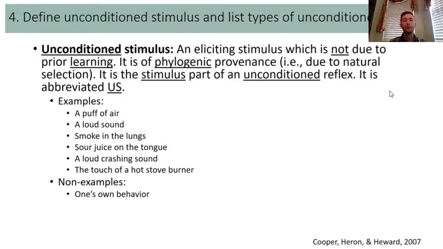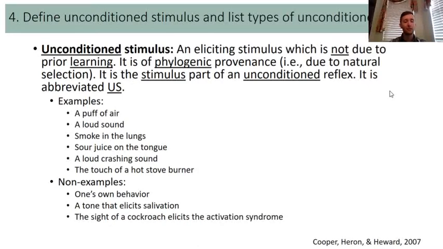Okay, so one's own behavior cannot be an unconditioned stimulus. A tone that elicits salivation is not an unconditioned stimulus because that's not innate. The ability of a tone to elicit salivation, that function of the tone, would be something that is acquired through experience. That is, it's of ontogenic provenance. So it would be a conditioned stimulus, which we'll talk about later. Okay, so a tone that elicits salivation, that eliciting function would be acquired through experience. It's not an unconditioned stimulus.